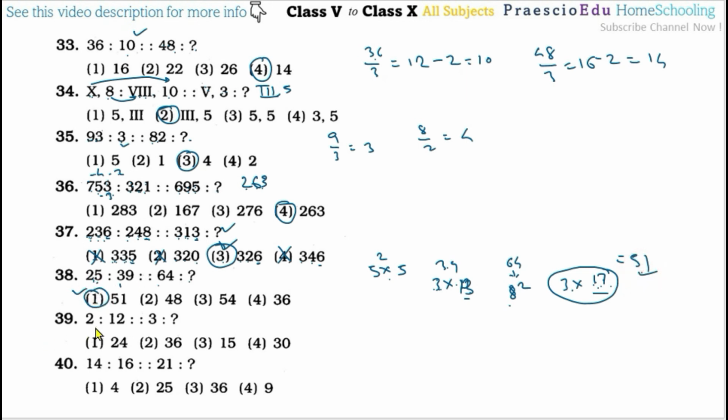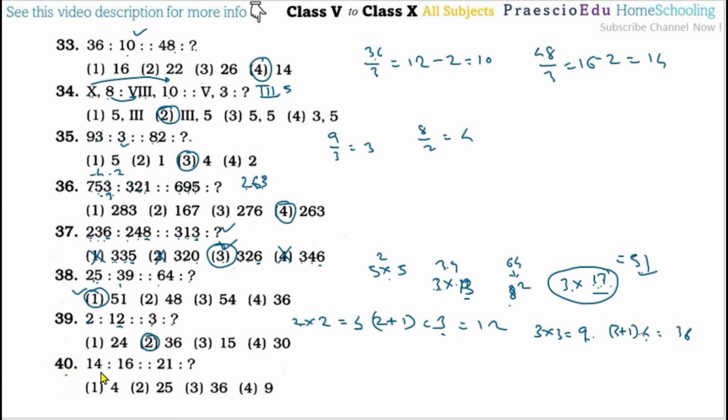Then question number 39, 2 then 12 then 3 and then question mark. So 2 means we can say this digit multiplied by the same digit is 4. Then 2 is a digit, then 2 plus 1, so this 3 comes. So this 4 multiplied by 3, we are getting the 12. So this number comes like this, 3. So 3 multiplied by 3, or we can say the square of this one, is the 9. Then 3 plus 1 is a 4. So 9 multiplied by 4 is a 36, and 36 is given in option number 2.